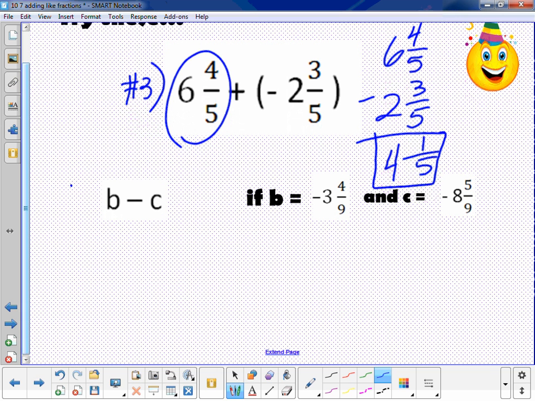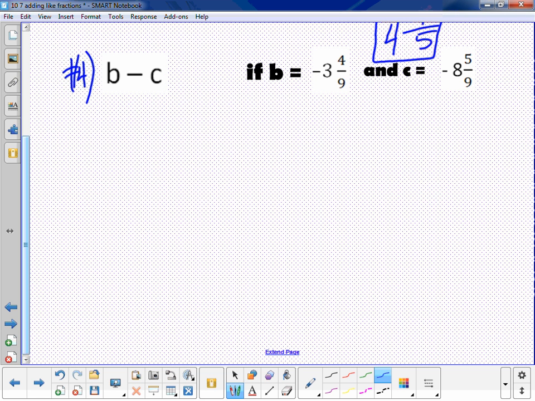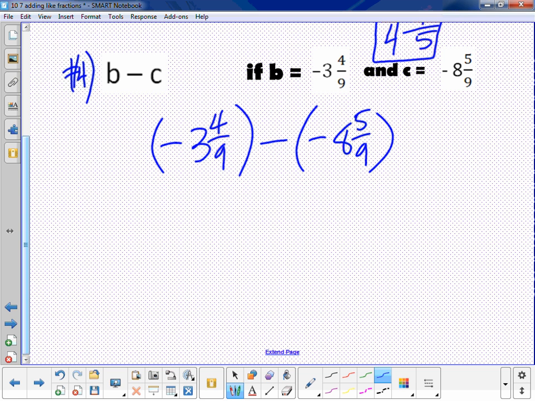On example number 4, B minus C. B is -3 and 4/9. Draw your holes. Please draw your holes. C is -8 and 5/9. If you don't draw your holes, you're very likely to lose a negative sign, and that's not good. We know subtraction means addition if we add the opposite. So my new expression is -3 and 4/9 plus +8 and 5/9 when I add the opposite.